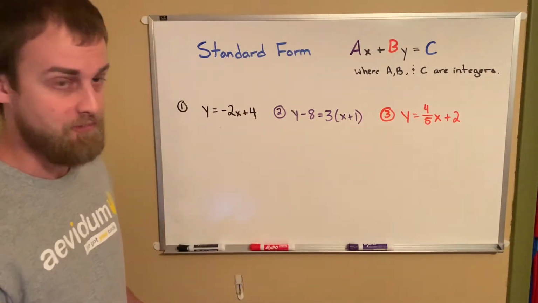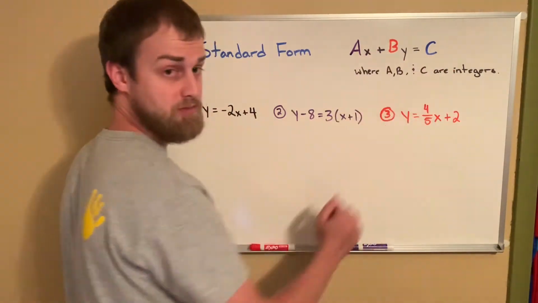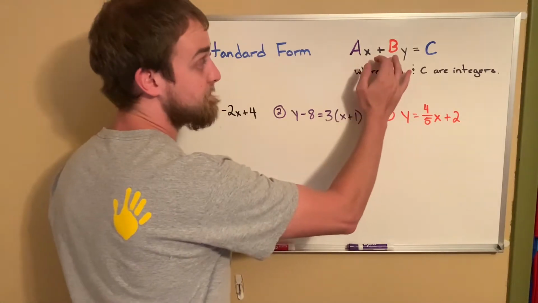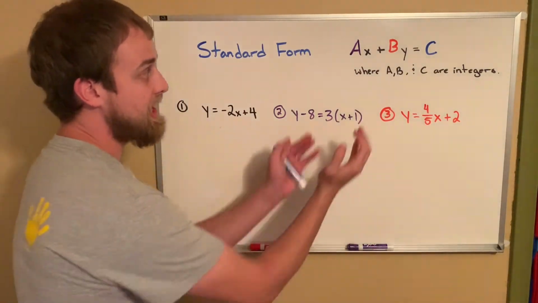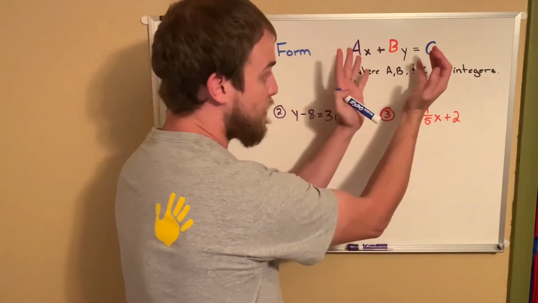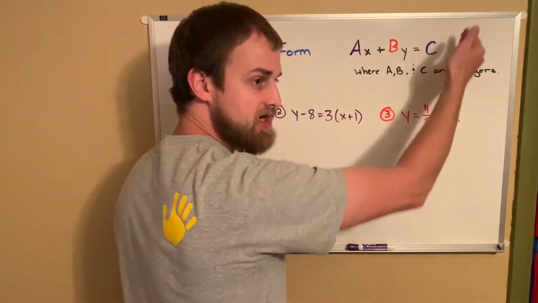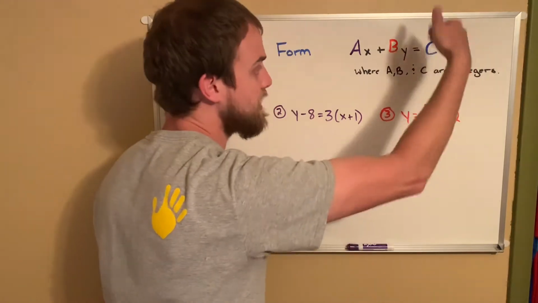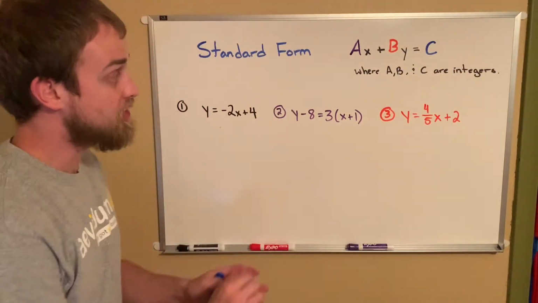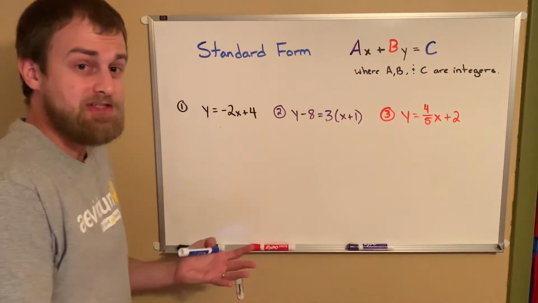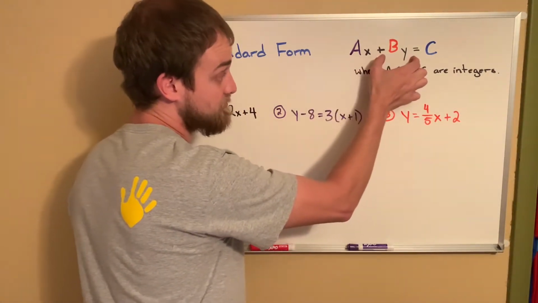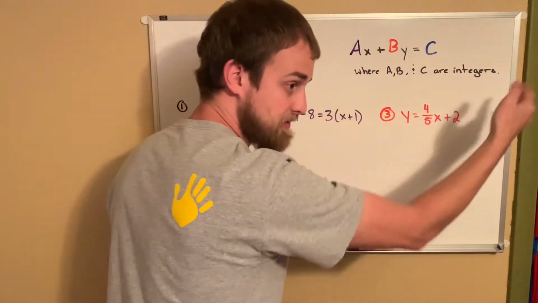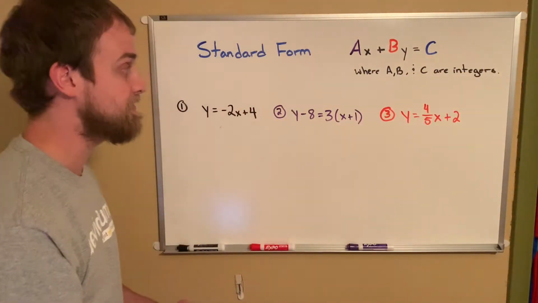Well, what is standard form? This is what standard form looks like. AX plus BY equals C. So essentially we have an X term, a Y term, and then we have just a constant or a number on the other side of the equal sign. So to be in standard form, that's what we're going to try and accomplish: an X term followed by a Y term equals some sort of number or a constant on the other side.